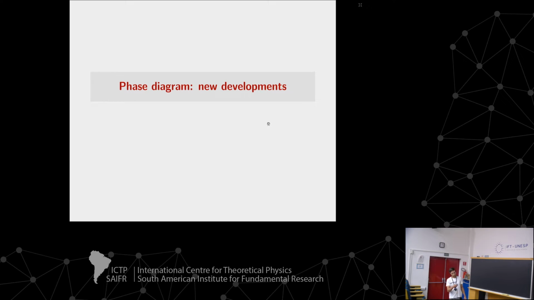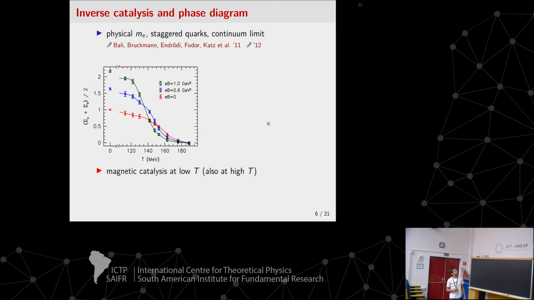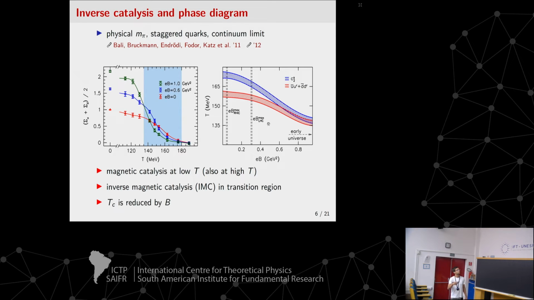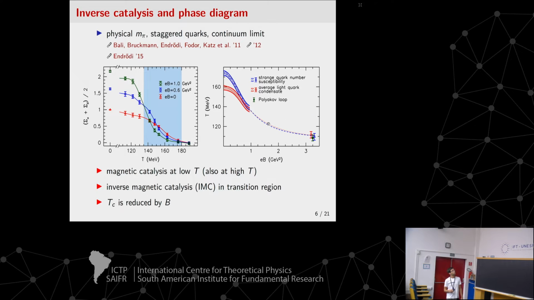diagrams. So, about the phase diagram, what kind of new developments do we have? This is the well-known stuff that you have seen many times. Condensate as a function of temperature, magnetic catalysis at low, and as was now asked by Anna, also at high temperatures, but it's hard to see. But more interesting is the transition region where we have inverse catalysis. Why is that relevant? Because the inflection point goes to the left. Phase diagram has the reduction of the temperature. So this is basically what by now you all know.